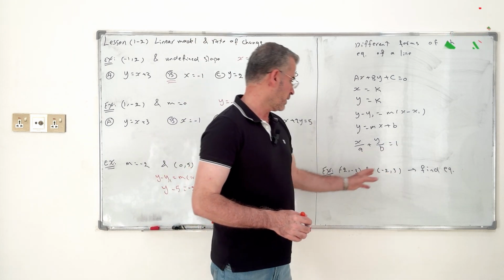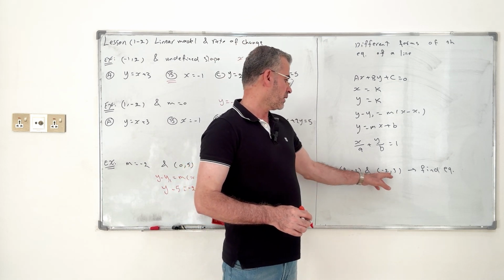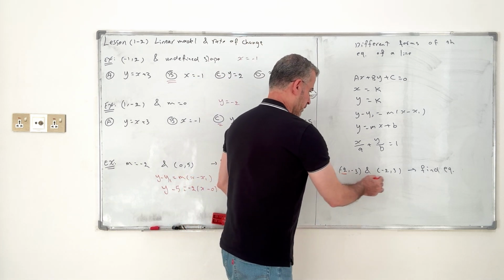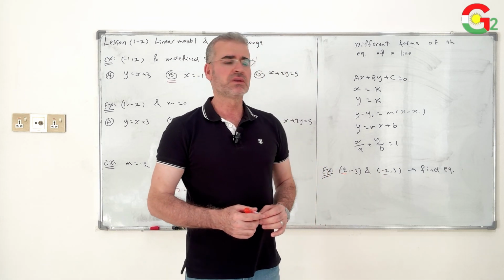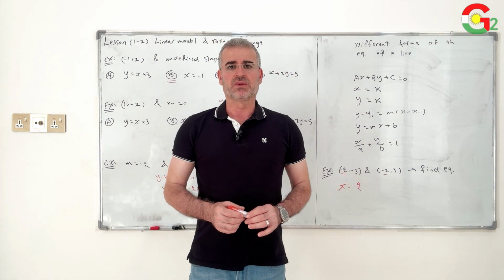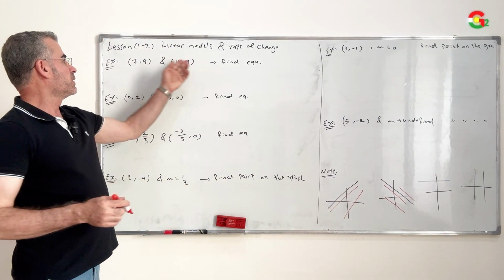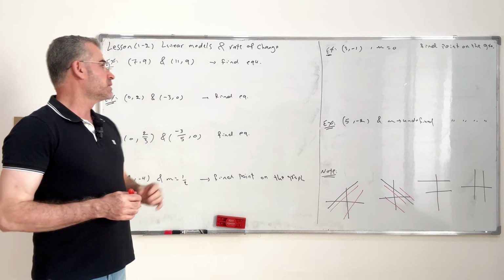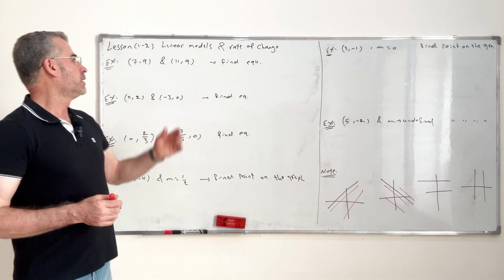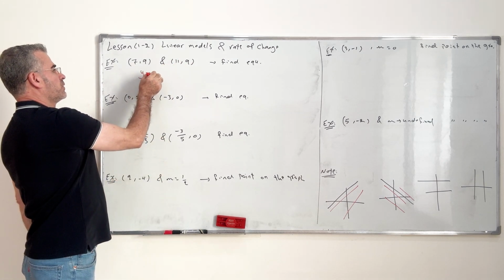Example: find the equation of the line passing through these 2 points, (-2, -3) and (-2, 3). Since the x coordinate is equal, the equation of this line is x = -2. Another example: find the equation of the line passing through the points (7, 9) and (11, 9). Here, since the y coordinate is the same value, the equation of this line is y = 9.